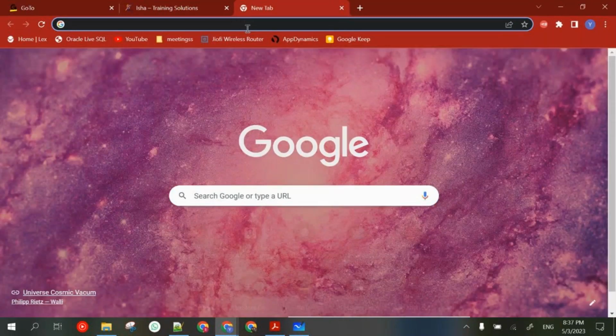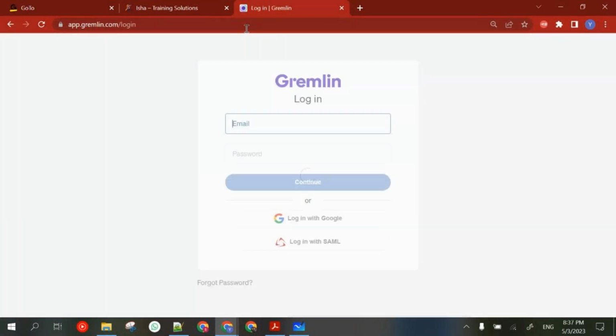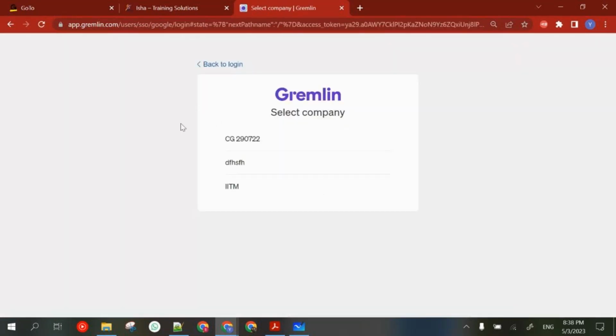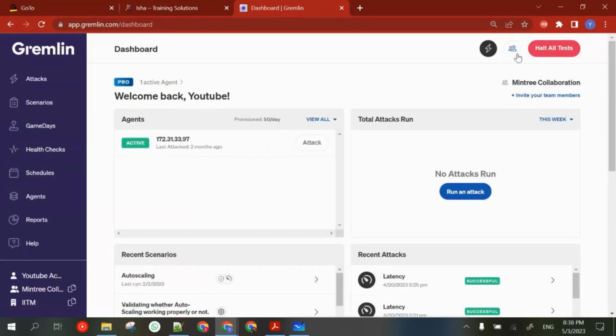Whenever you go for Gremlin, you will get only a free trial account when you create a Gremlin account. A free trial account has a lot of limitations. There is something called attacks in chaos engineering, basically a type of test. The type of attacks you can do in the free trial is limited, one or two. But in this course, I will be giving you access to the Gremlin enterprise license, which is a pro license, to all of you for around 2 months.